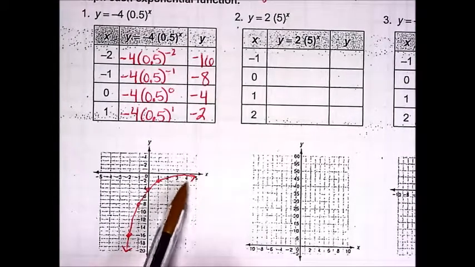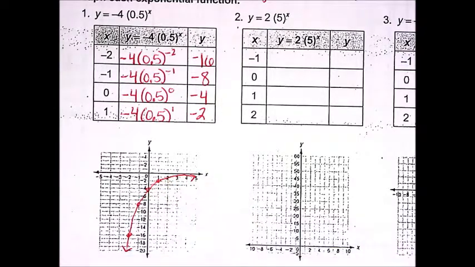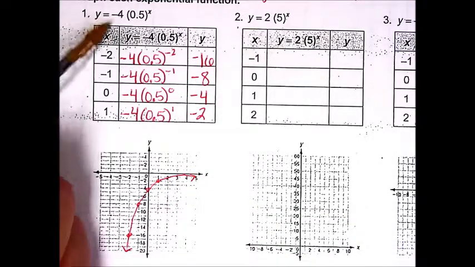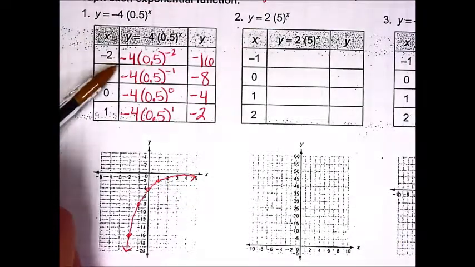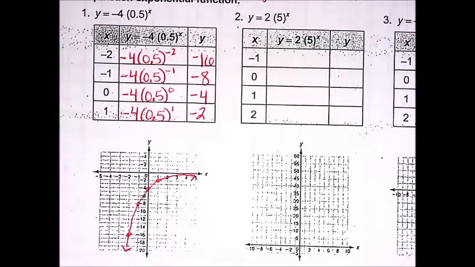Okay? This cannot go above that line. So when you do your homework, if you make that go above 0, I would mark it wrong. Because you need to be smart enough to realize, I can't get a positive answer for this. So don't.